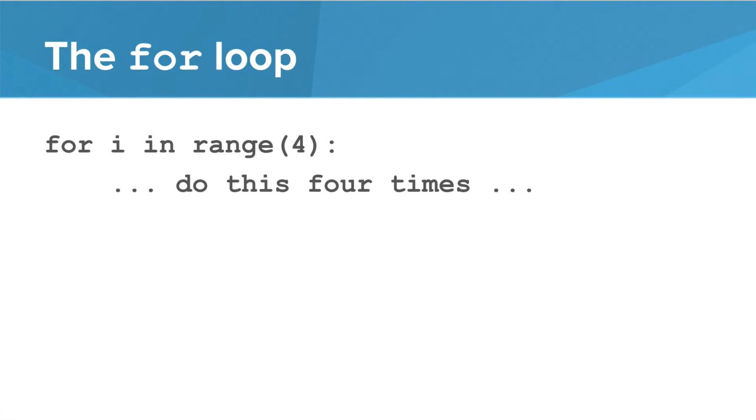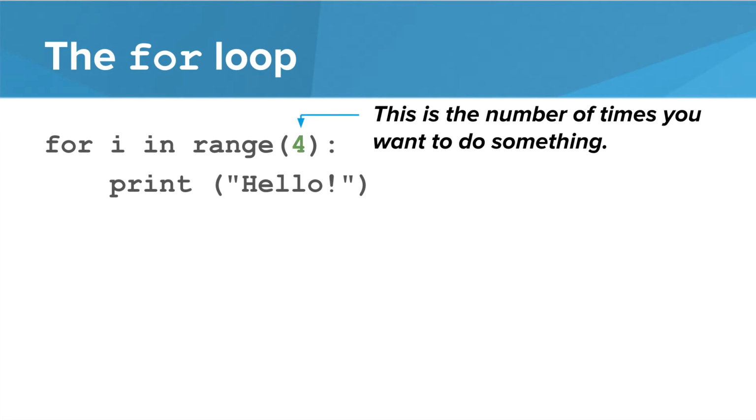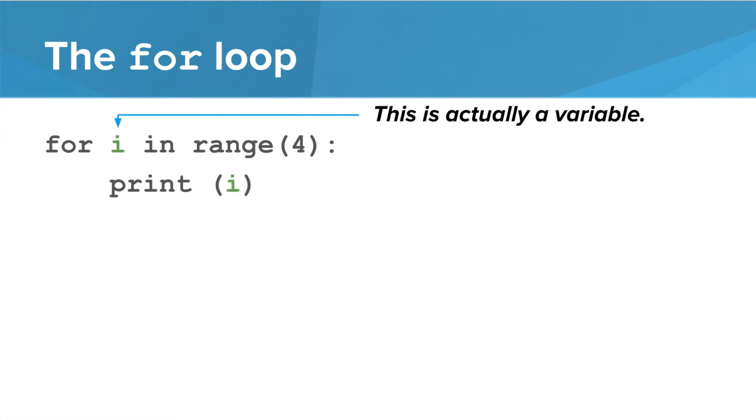Okay, a for loop looks like this. You say for i in range, and then some number in parentheses, and then the body of that loop contains code that will repeat that number of times. So as we saw, this prints hello 4 times. The thing in parentheses just has to be something that evaluates to an integer. It represents the number of times you want to do something. And of course, everything in the body is indented by 1 level.